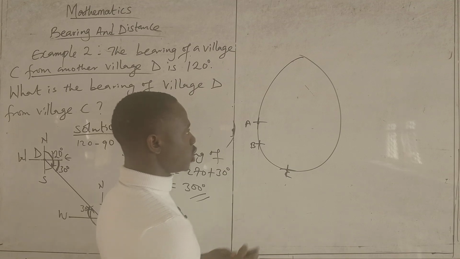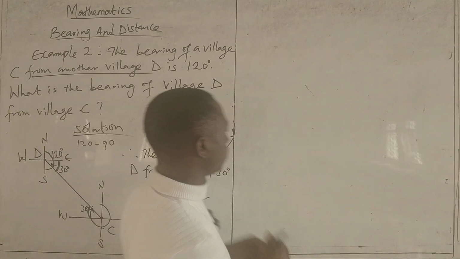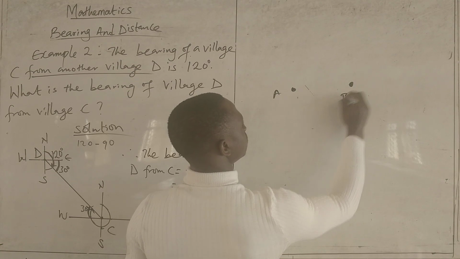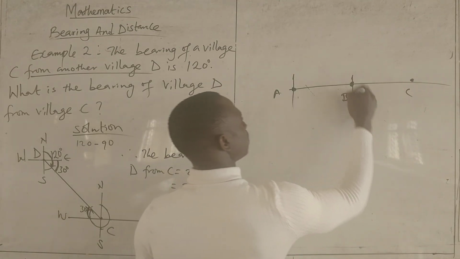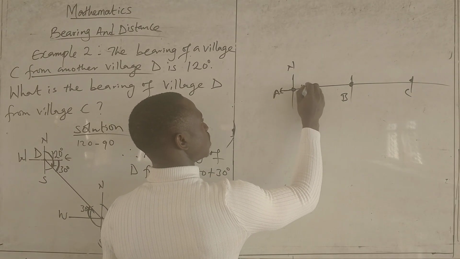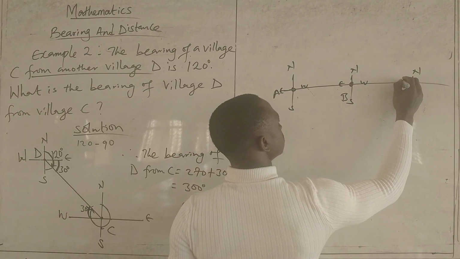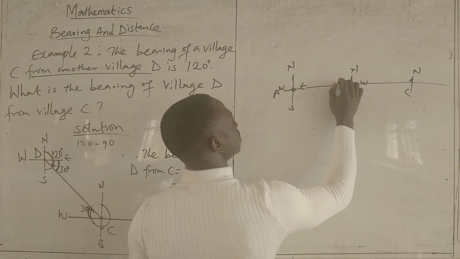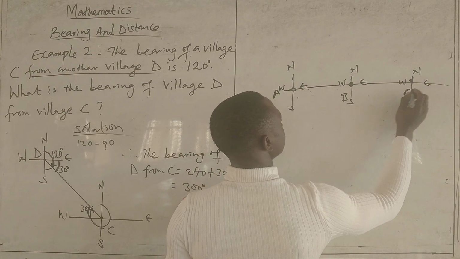Are you following? So, for example, we have a point here, point A, we have another point here, point B, we have another point here, point C. Let me draw a straight line now. Draw the cardinal points: this north, this east, this west, this south, for each point. Now watch.